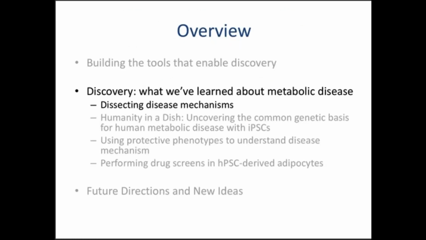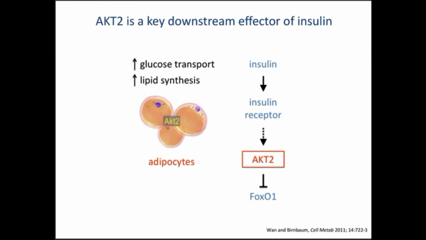And that's what I'm going to tell you about for the rest of the talk: how we've used these tools and some others, which I'm not going to go into as much detail, to dissect a lot of disease mechanisms and understand more. So one of the first things we did was try to understand some of the key regulators in insulin signaling, because if you know anything about diabetes, the hallmark of diabetes is insulin resistance, and insulin resistance is defects in insulin signaling at some level in the tissues.